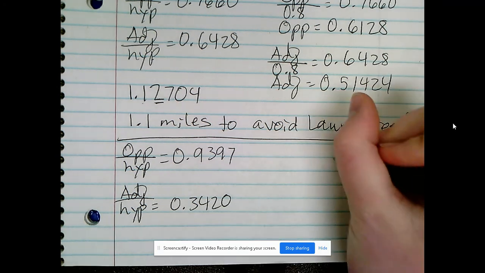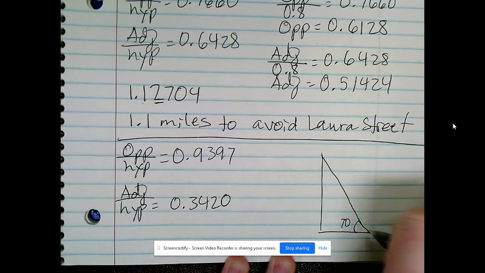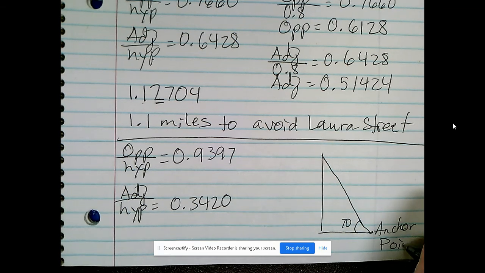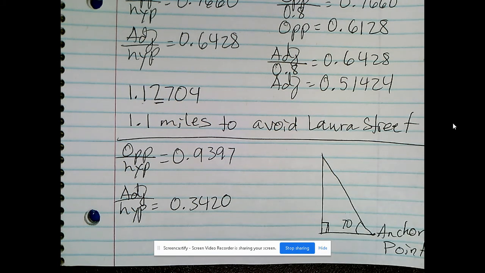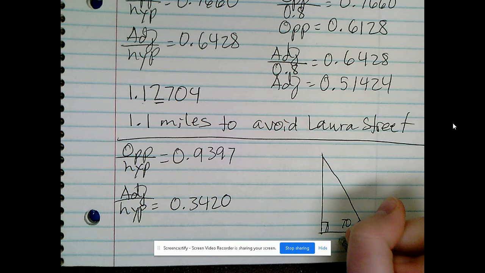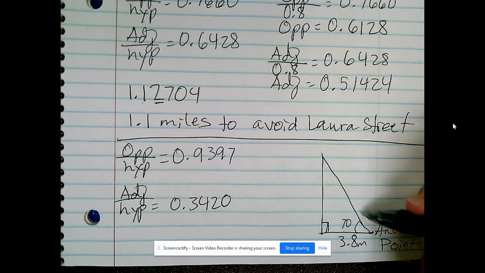Now we have our picture, 70 degrees. It's the anchor point. We know that this is a right angle because it's identified in the picture. It says the cable anchors a utility pole to the ground as shown in the picture. The cable forms an angle of 70 degrees with the ground. The distance from the base of the utility pole to the anchor point is 3.8 meters. So it's asking how long the hypotenuse is.